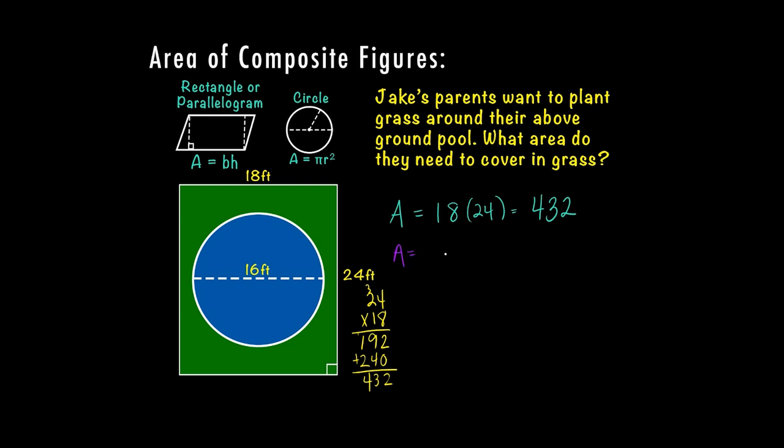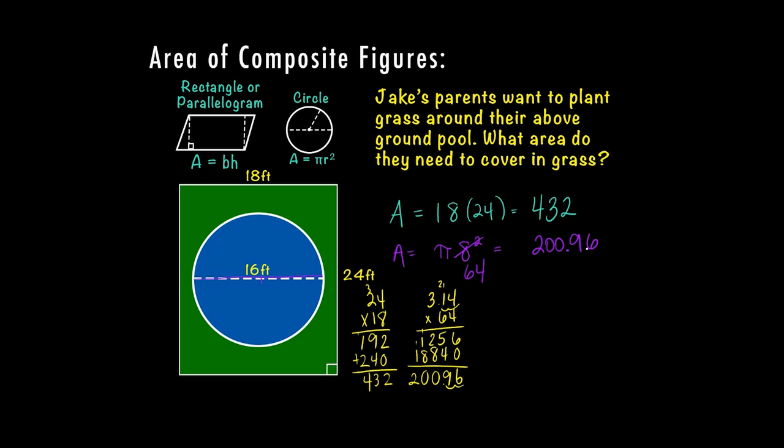Then we need to find the area of the circle. So the area of the circle is going to be pi r squared. In this case, r is our radius, which is half the distance of the diameter. So I need half of that 16, which is 8 squared. I do know that 8 squared is 64, so I'm going to have to do a little bit of math for this one as well. We're going to multiply 3.14 times 64. And I can see that the pool is 200.96 as far as the area goes.